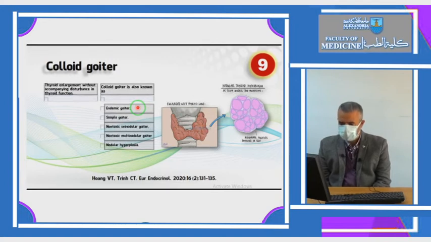So a thyroid enlargement without accompanying disturbance in thyroid function is called colloid goiter. It has many other names, including endemic goiter, simple goiter, non-toxic uninodular or non-toxic multinodular goiter, or simply nodular hyperplasia.